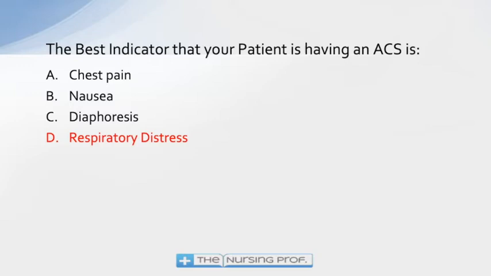Nausea, diaphoresis, some of those additional symptoms may or may not be present. So that classic sign, chest pain, nausea, diaphoresis, respiratory distress, may not be present in every patient. When we have a patient present with respiratory distress, many times we're thinking respiratory. Oh, what respiratory problem could be occurring in this patient? But it could also be an acute coronary syndrome. So we have to rule that out.